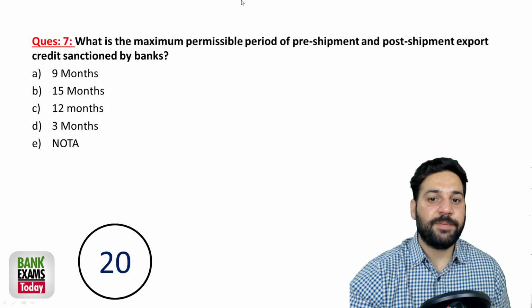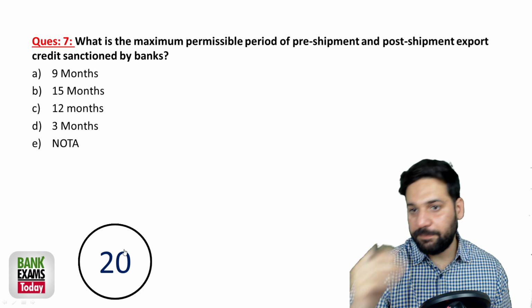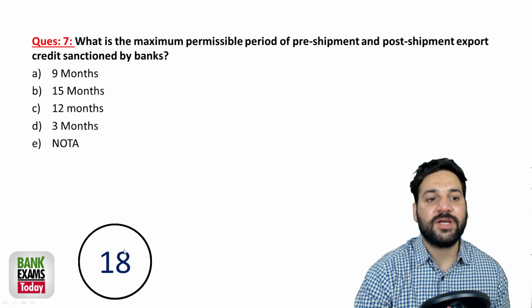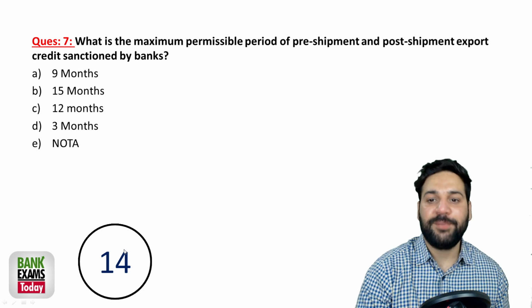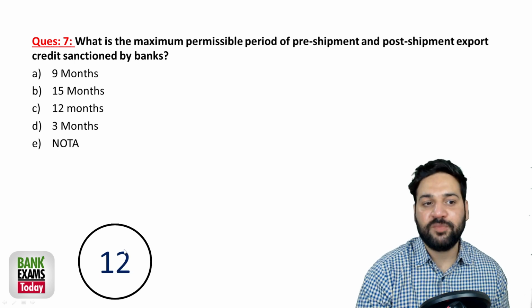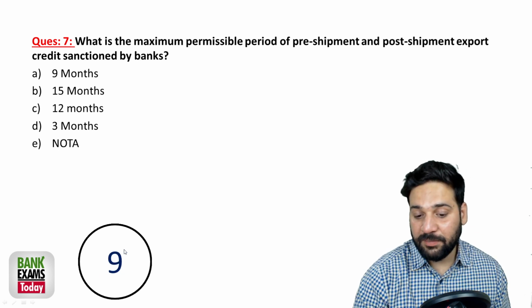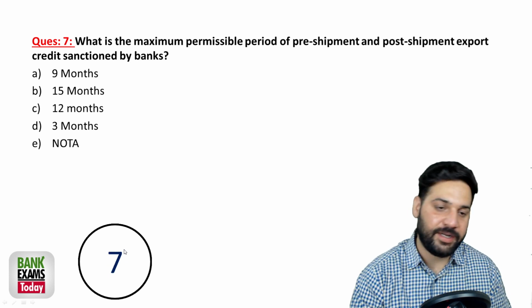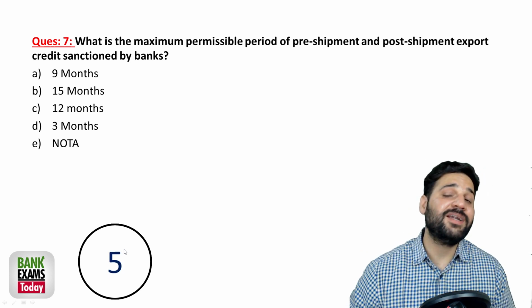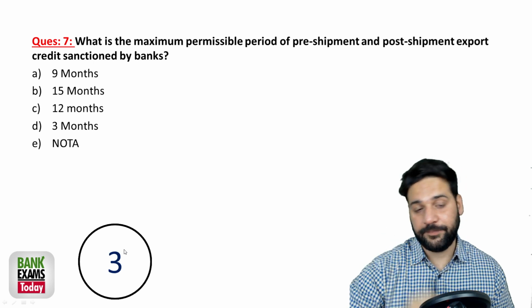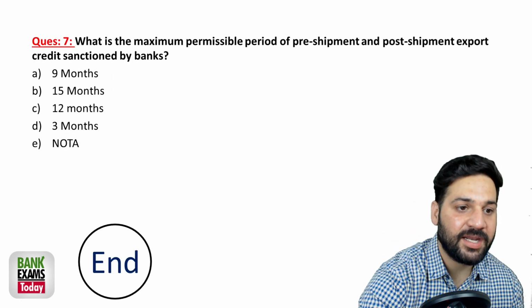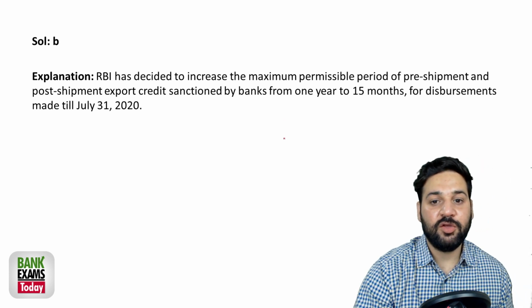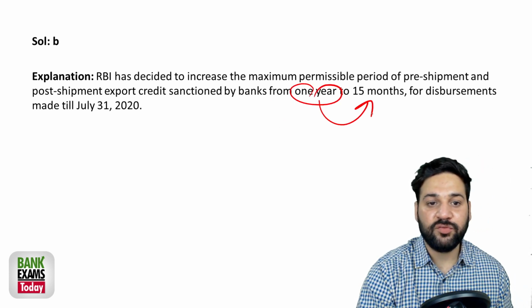What is the maximum permissible limit of pre-shipment and post-shipment export credit sanctioned by banks? The maximum limit for the pre-shipment and post-shipment export credit sanctioned by the banks has been expanded. The time period has been increased due to this COVID. So the correct answer is B, 15 months. It used to be 1 year, but it has been increased to 15 months.